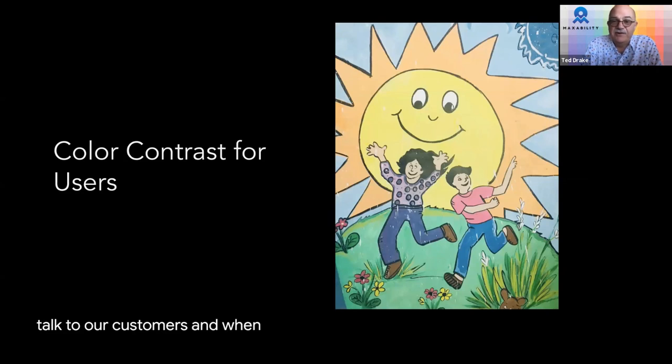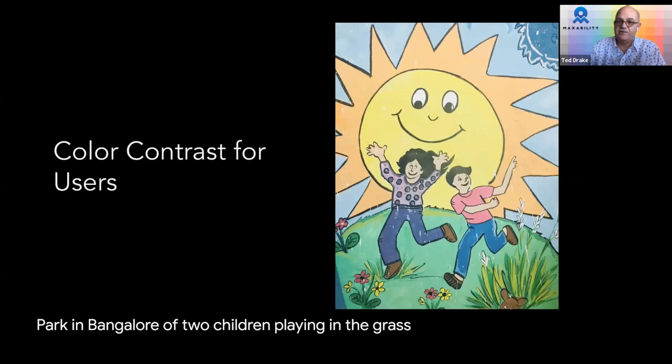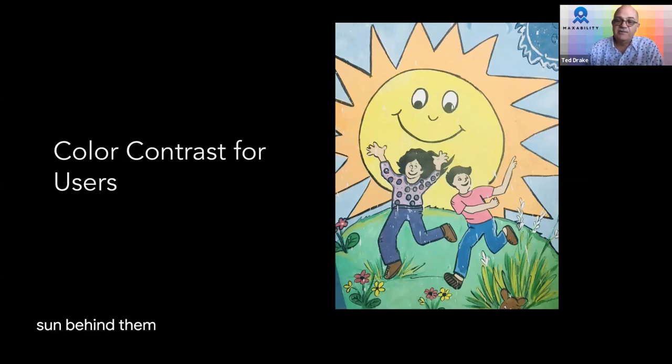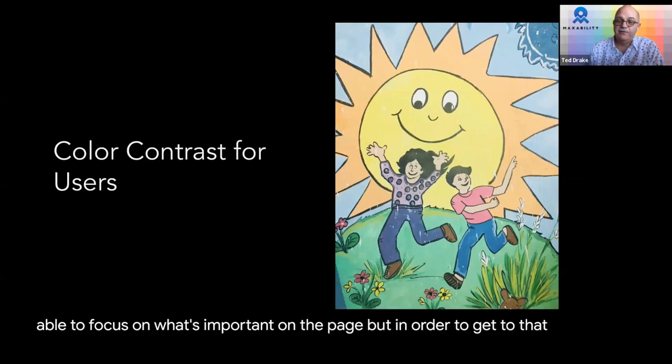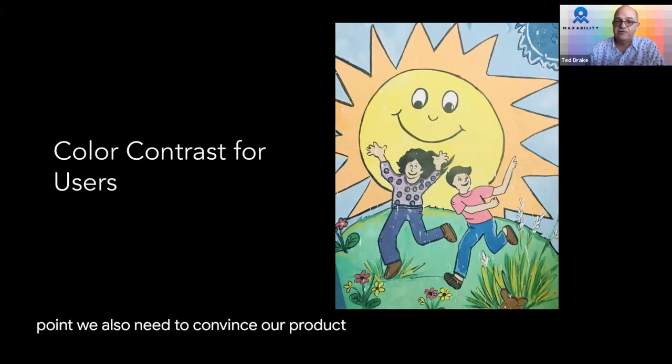And when customers hear about color contrast, accessible color contrast, they're excited. This is a picture from Cubbon Park in Bangalore of two children playing in the grass with a big happy sun behind them. So ultimately, color contrast is for the users. We want our customers to be able to read, to be able to understand, and to be able to focus on what's important on the page. But in order to get to that point, we also need to convince our product managers, our designers, and our developers why accessible color contrast is important.